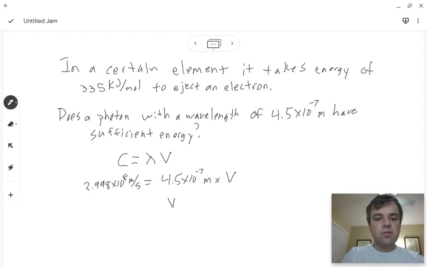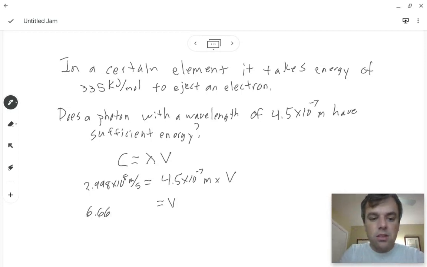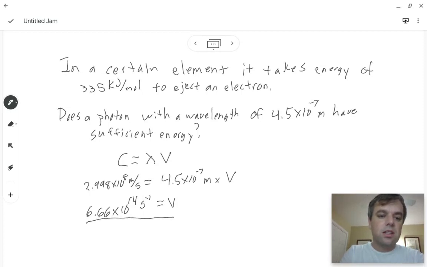So if we solve for frequency, we're going to take 2.998 times 10 to the 8th, and divide it by 4.5 times 10 to the negative 7th. And we're going to get a frequency of 6.66 times 10 to the 14th hertz. So that's our frequency. Then we find the energy.